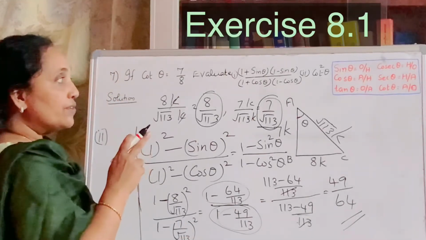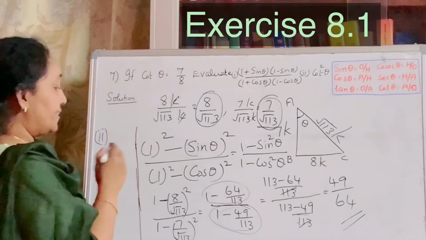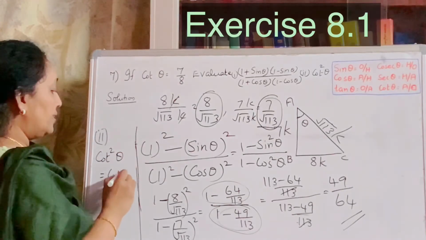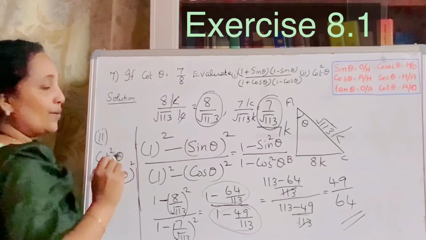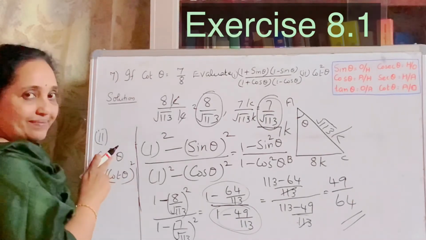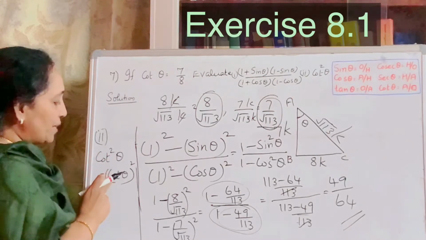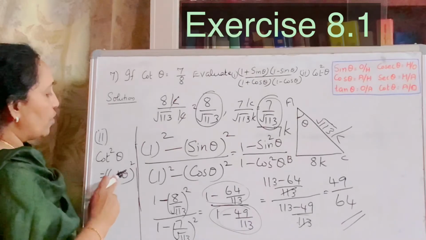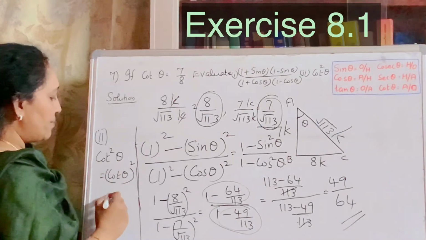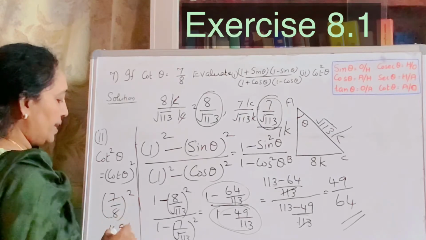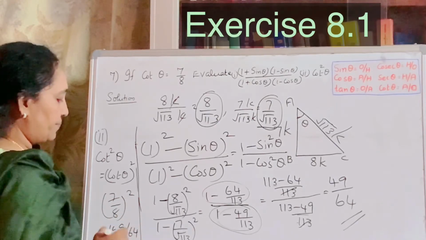Now the second part of the question is to find cot square theta. Cot square theta and cot theta whole square are both the same. So we already have cot theta. Cot theta is given to us, that is 7 by 8. So cot theta the whole square is 7 by 8 square, that is 49 by 64.